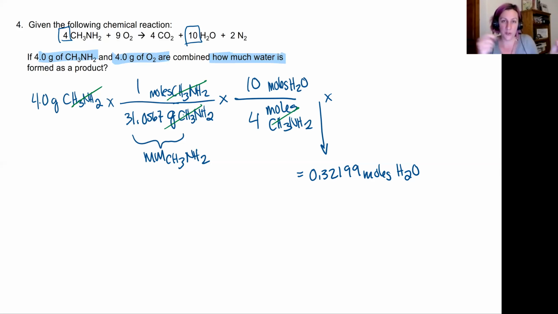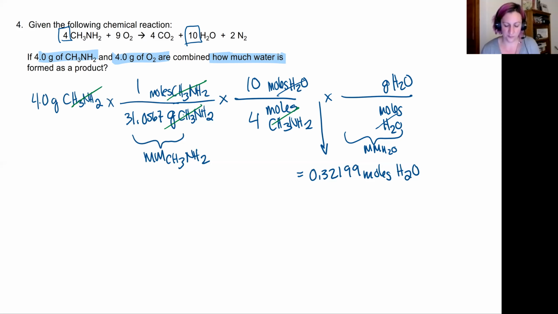And so from moles to mass, I need to use the molecular weight of water. So I would set up my conversion so I had moles of water on the bottom and mass of water in grams on the top. And so those are going to cancel out. And what I'm using here is that molecular mass of water. So for every 1 mole of water, that's going to have a mass of 18.015 grams that I calculate from the periodic table.